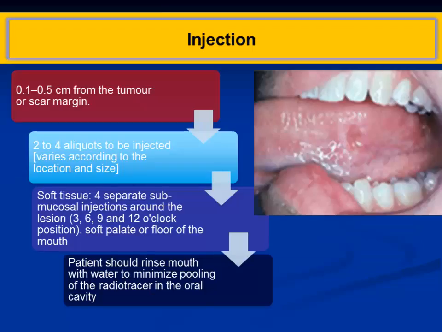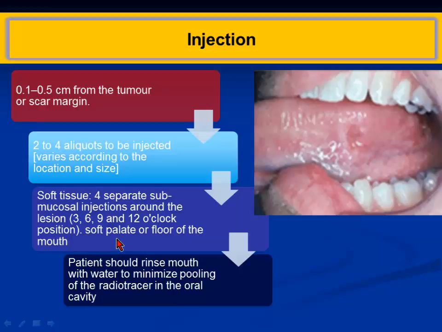The technique is quite straightforward. Usually if it's a tongue lesion, it's quite easy. The problem comes whenever there is a lesion in the floor of the mouth. If it's in the tongue, you have to give 4 injections at 12 o'clock, 3 o'clock, 6 o'clock, and 9 o'clock positions, and it's a submucosal injection, about 0.1 ml per syringe.